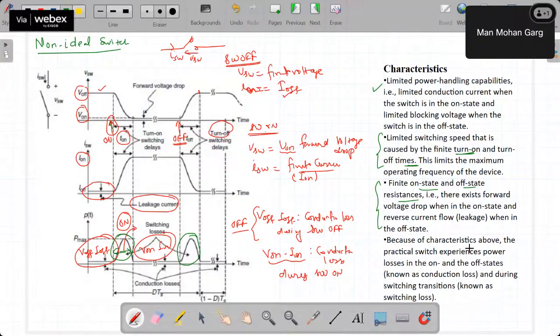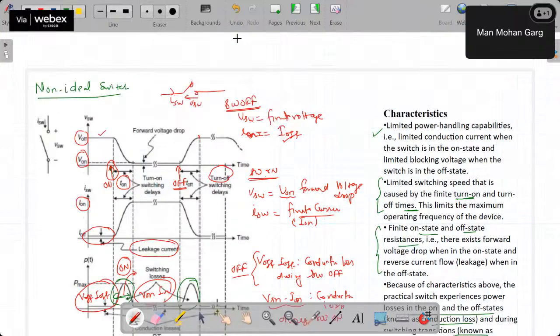Because of the characteristics above, the practical switch experiences power losses in on and off states, known as conduction losses, and during switching transitions, known as switching losses. That we have seen: if these things are absent, and it is immediately on or immediately off, then switching losses will not be there. With infinite switching frequency, turn on time 0 and turn off time 0, they will not be there. So how do we analyze these losses?